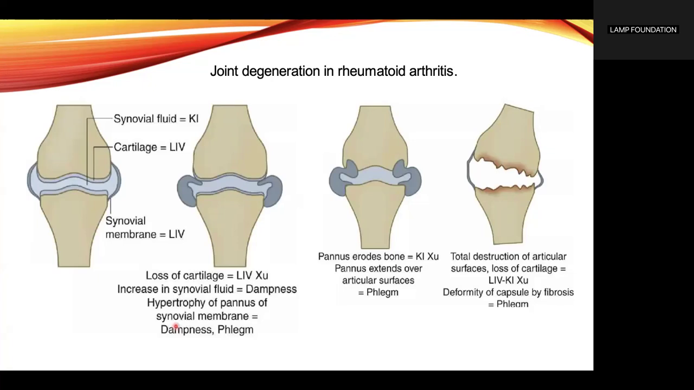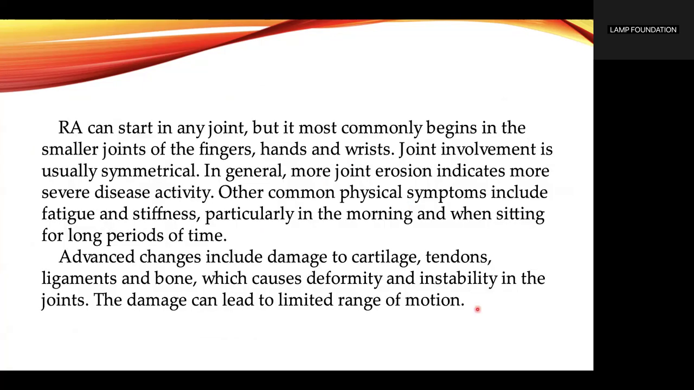If the pannus erodes the bone, this is kidney deficiency. Pannus extending over the articular surfaces would be phlegm. Total destruction of articular surfaces and loss of cartilage, liver kidney deficiency. Deformity of the capsule by fibrosis is phlegm.